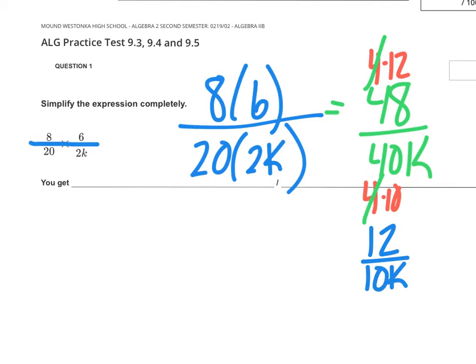Now, if you look at the 12 over 10, you can further simplify this. You can take a multiple of 2 out of here. Taking a multiple of 2 out of this is going to leave you with 6 over 5k, which is the final answer.